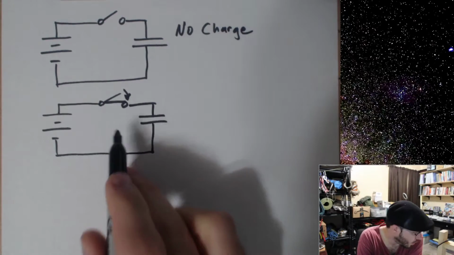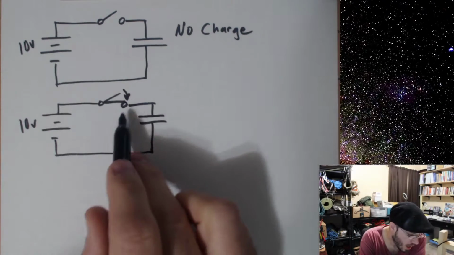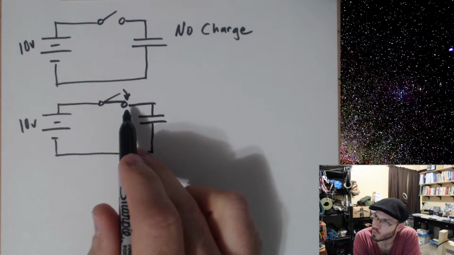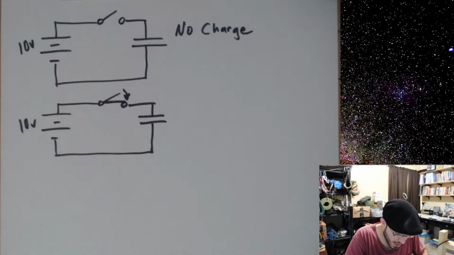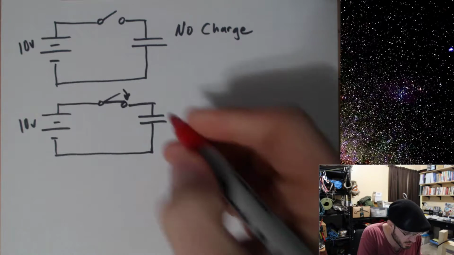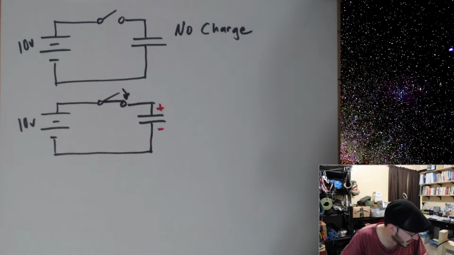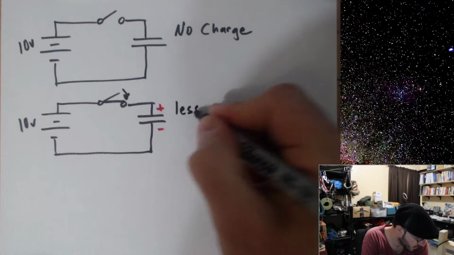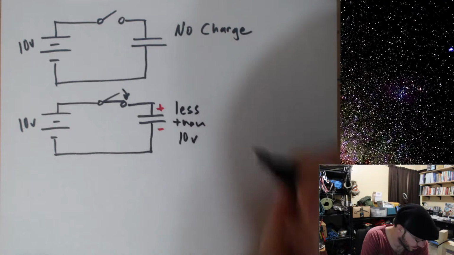Now, let's say this is a 10-volt voltage source. Once you close this switch, we will start to get current flowing, and we will start to develop some charge on these plates. We will have less than 10 volts.